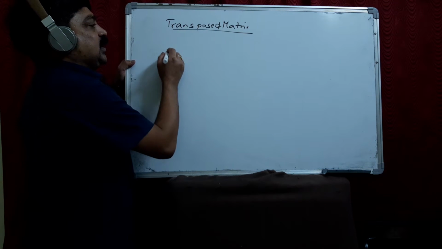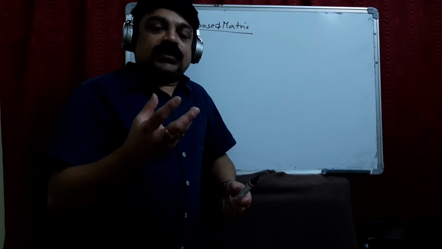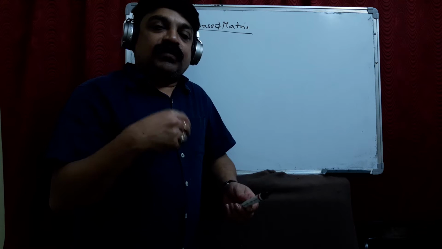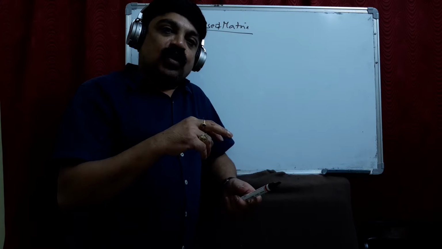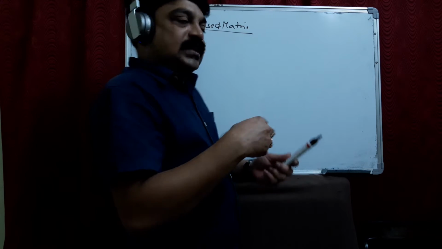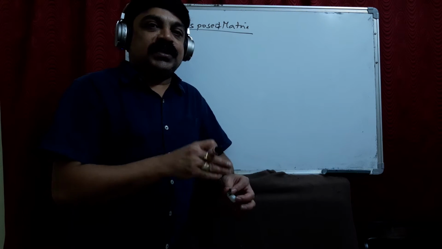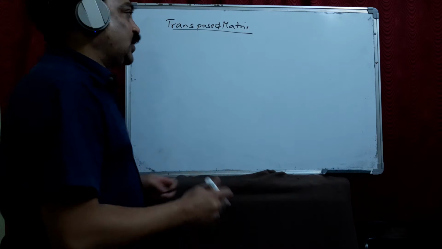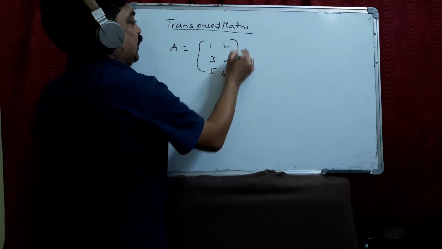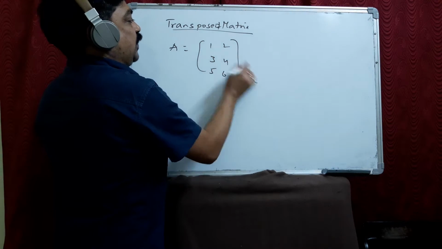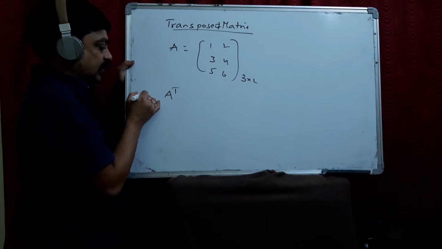Transpose of a matrix means a matrix that is obtained after alternating the rows and columns. After alternating the elements of the rows and columns, the rows will become the columns and the columns will become rows. You just need to interchange. Suppose a matrix is 1, 2, 3, 4, 5, 6. It is a 3 by 2 matrix, 3 rows and 2 columns. A transpose, you can write like this or you can write A dash.